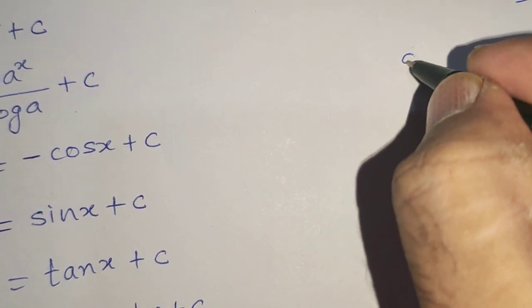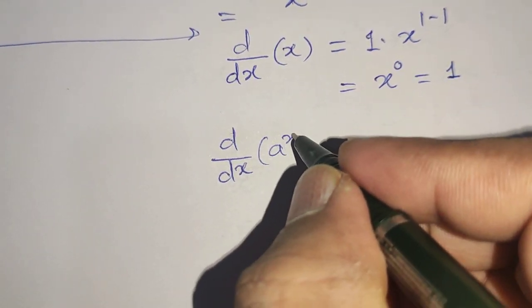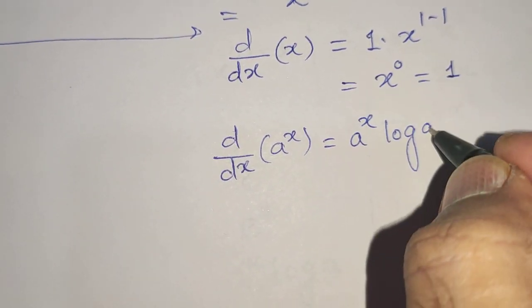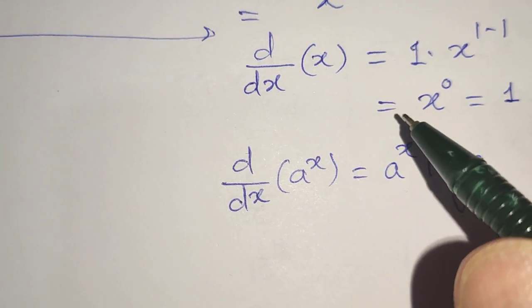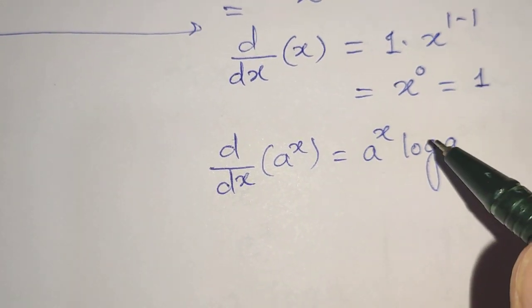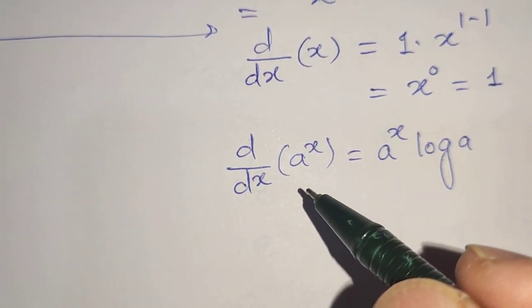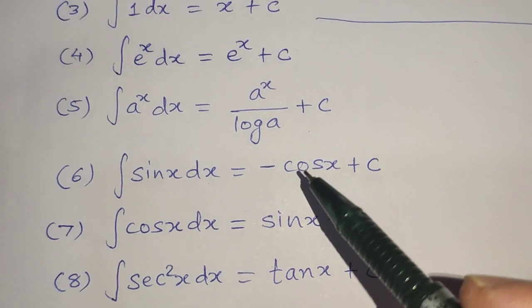The derivative of a raised to x is equal to a raised to x log a base e, that we have seen. So now if you consider the integration of a raised to x log a, it is a raised to x, and log a is a constant, so you can take this from the right hand side to the left hand side. It will go in the denominator: a raised to x upon log a plus c.